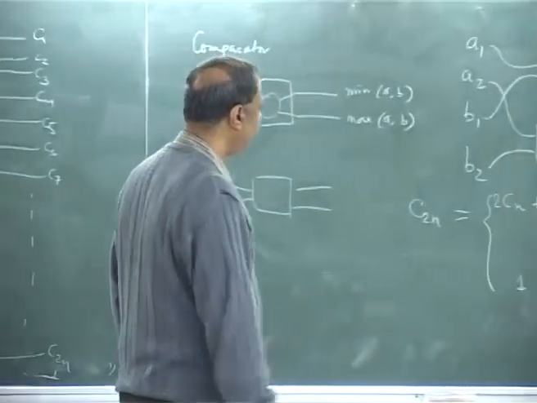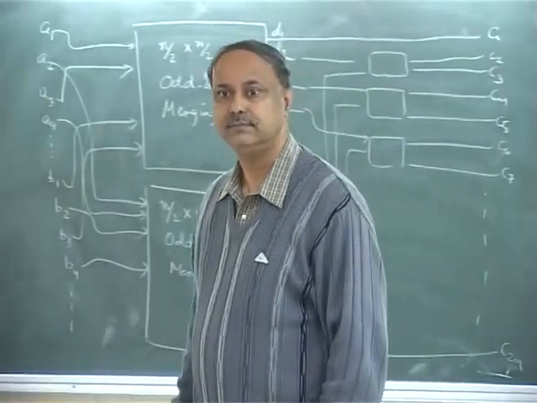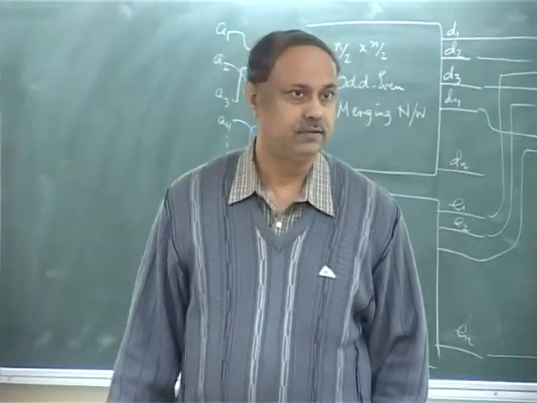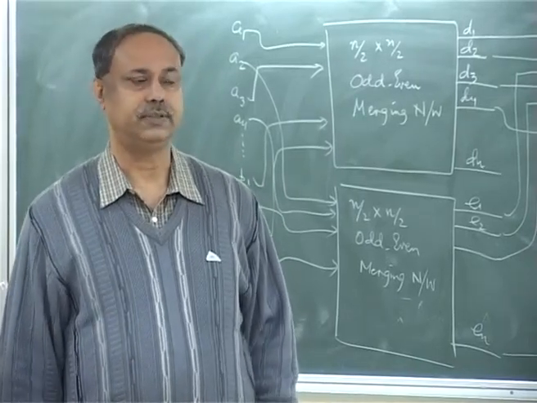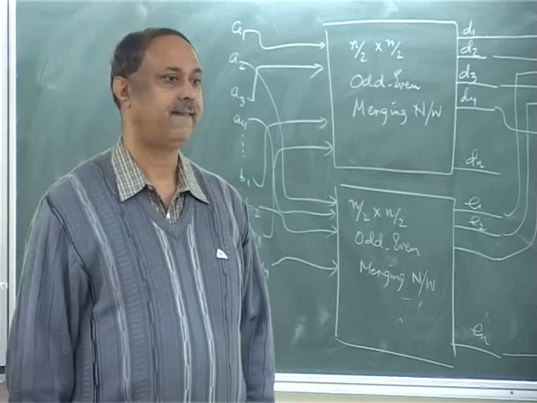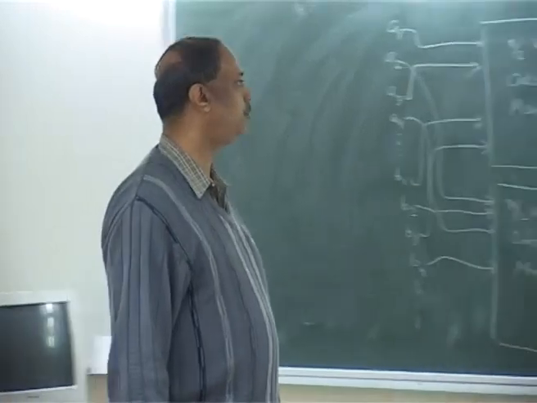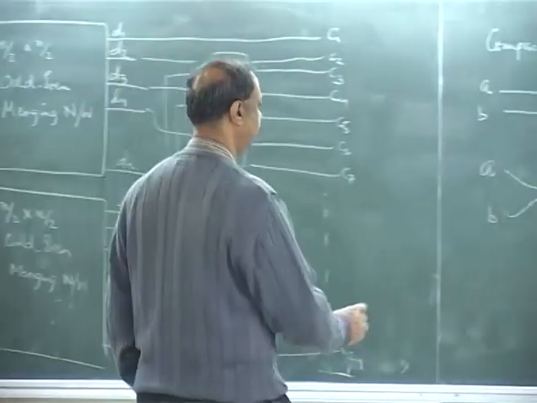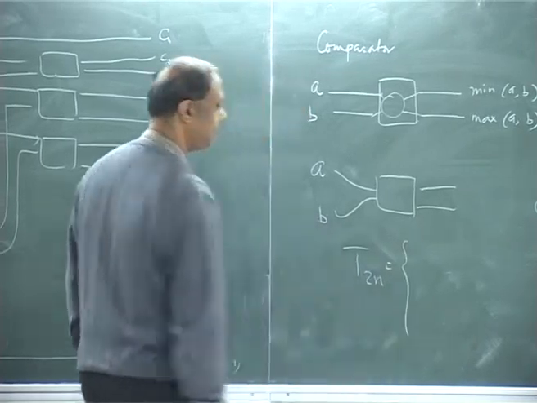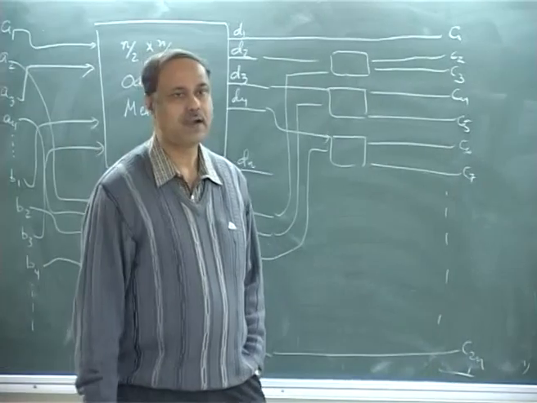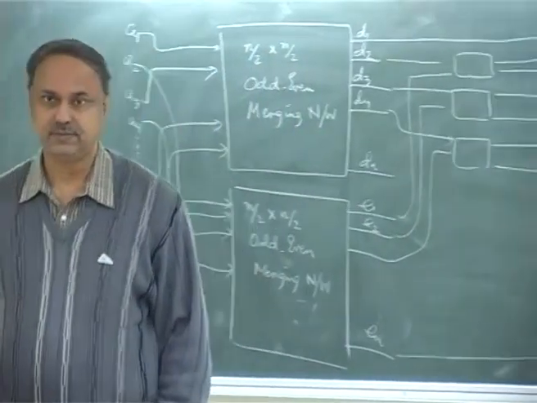Now next one is the number of parallel steps you need. How many steps you need? Or what is the time complexity to merge two sorted sequences? Can you tell me now? T2n is equals to what? Tell me the recurrence relation first.